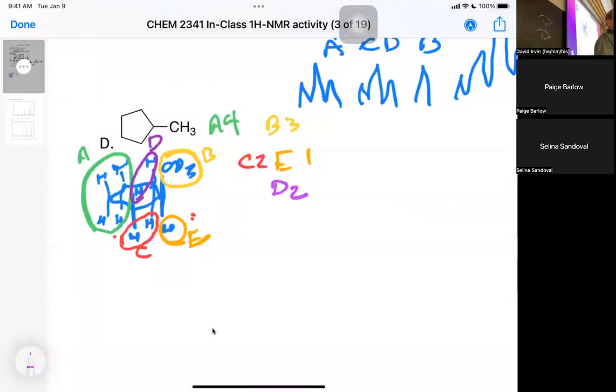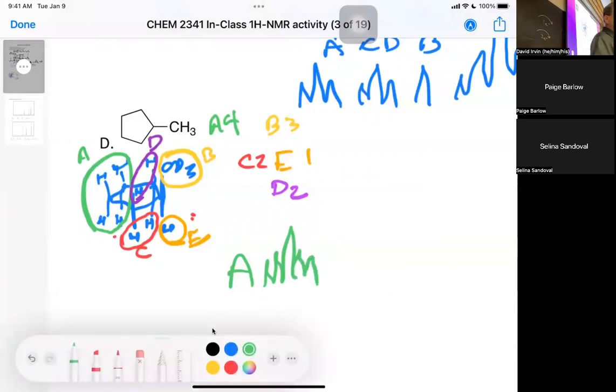Okay. So let's do A first. Those 4 hydrogens have a single signal and they are within 4 bonds of how many hydrogens? They're within the range of the D hydrogens and they're within the range of the C hydrogens. So that's a total of 1, 2, 3, 4, for a total of 4 plus 1, which is going to be a 5 peak. So we're looking at a pentet.